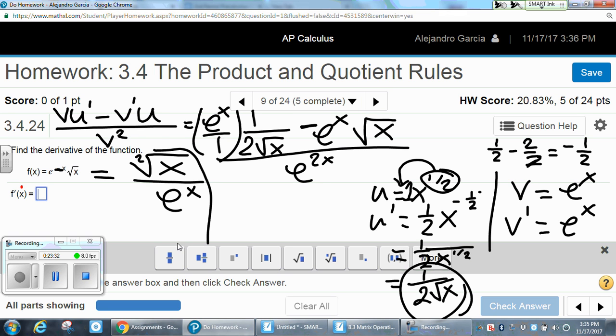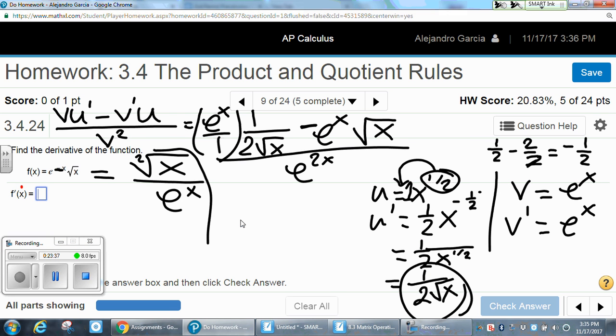Now here, hold on, Alejandro. One thing you can do is write the e to the x here instead of the 1. Where? Like this, like e to the x over 2 square root of x. Oh, okay. And then minus e to the x times square root of x. And then don't forget the denominator.